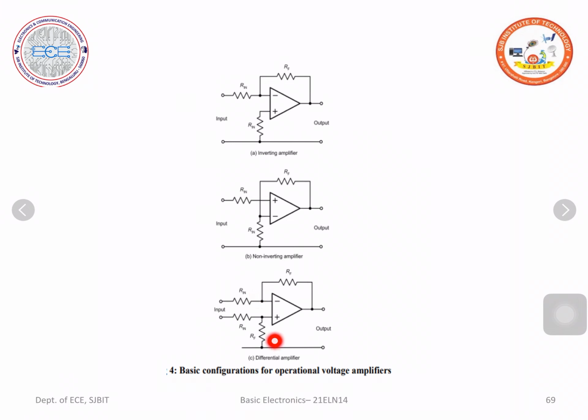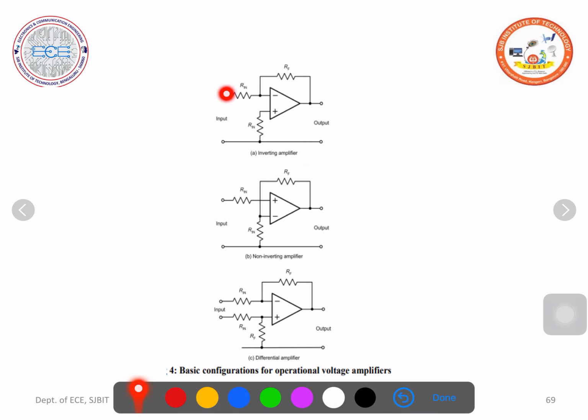So this is the differential amplifier configuration where we apply the two inputs. This input is with respect to ground. Here also we apply the input with respect to the ground. Here we apply to the inverting terminal, and here to the non-inverting terminal.